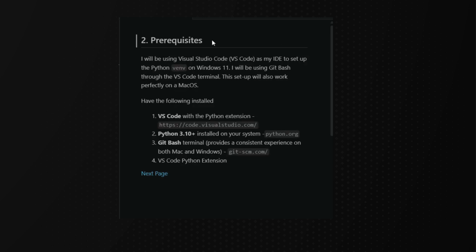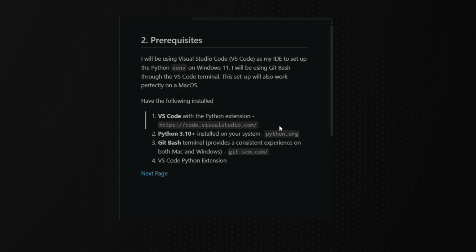So the prerequisites for this. Now, I'm going to be using Visual Studio Code as my IDE to set up the Python virtual environment on Windows 11. I will also be using Git Bash through the Visual Studio Code terminal. This setup will also work perfectly on macOS. So if you're on a Mac or Linux, you won't have a problem. So if you want to follow along, these are the things that you should have.